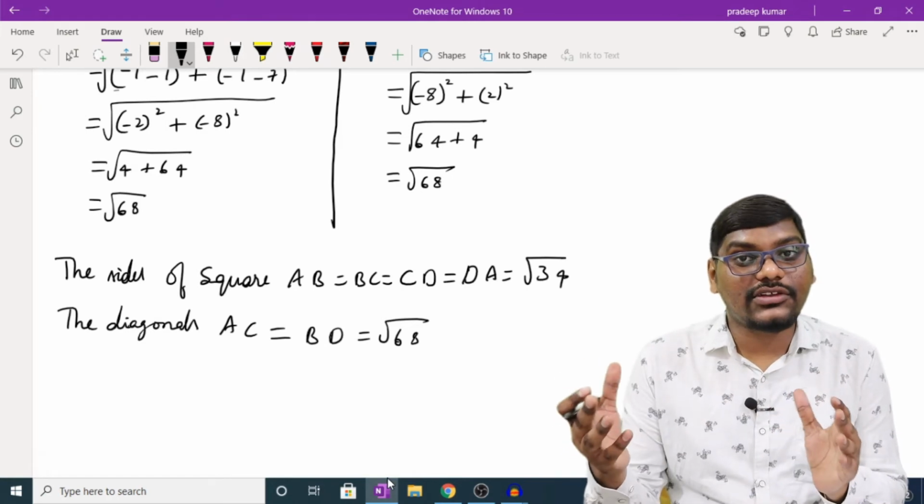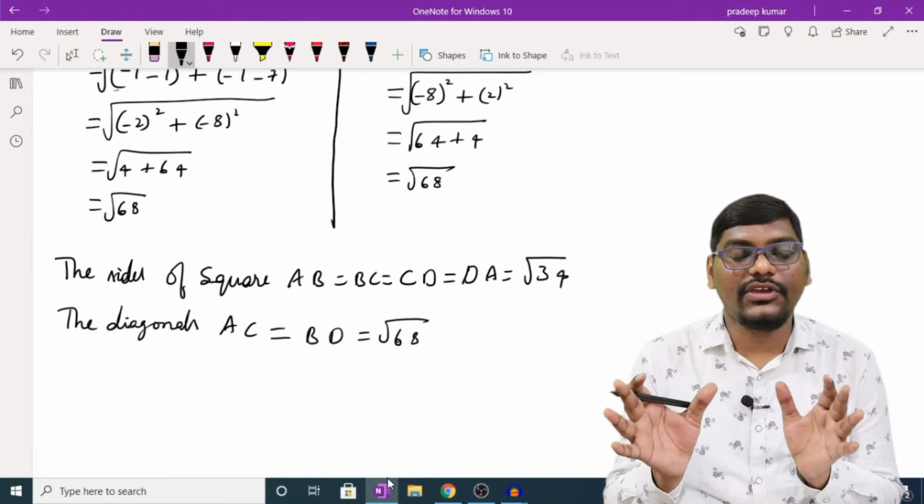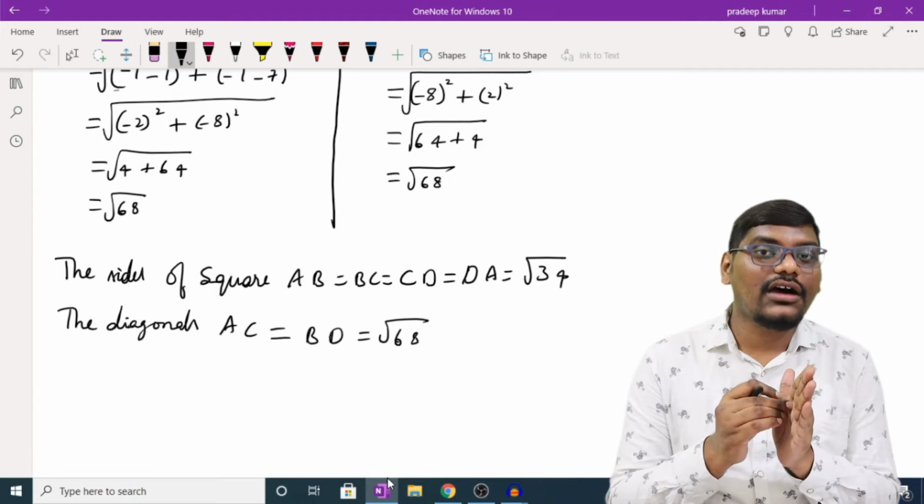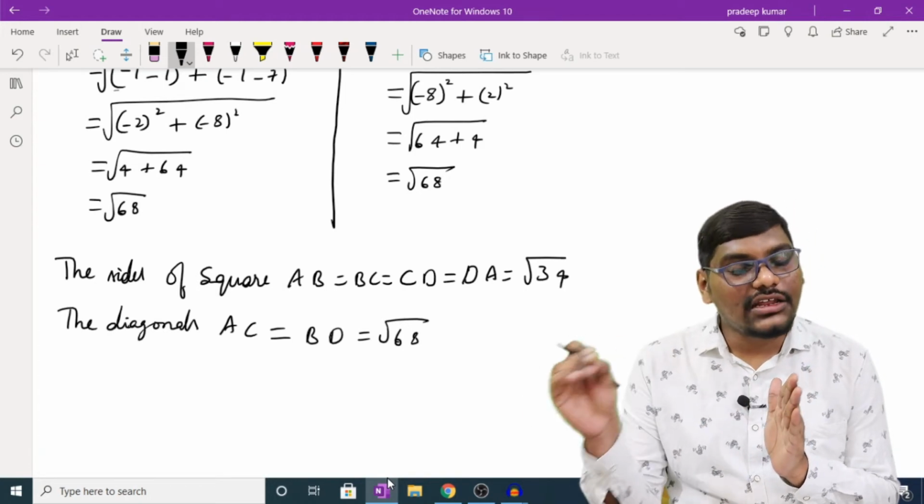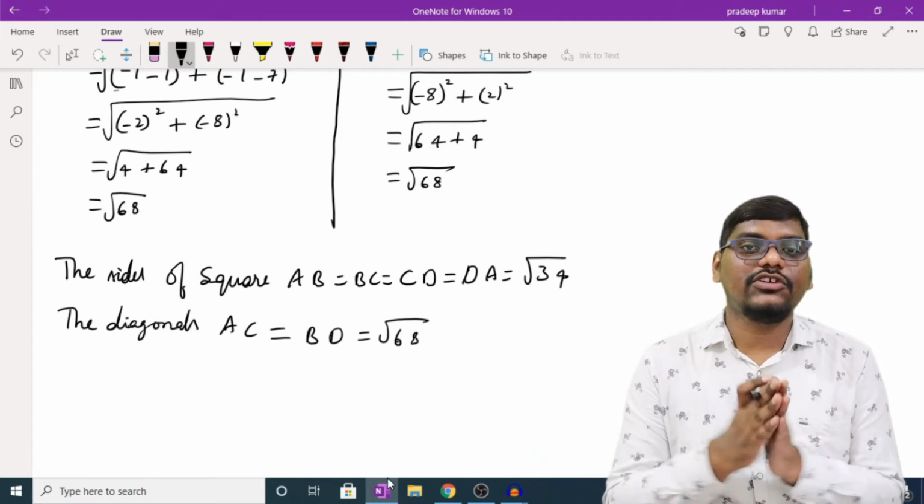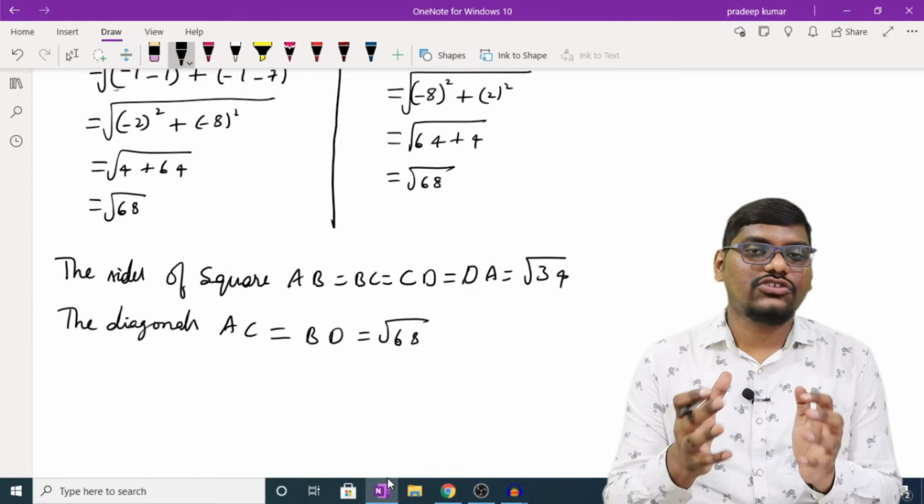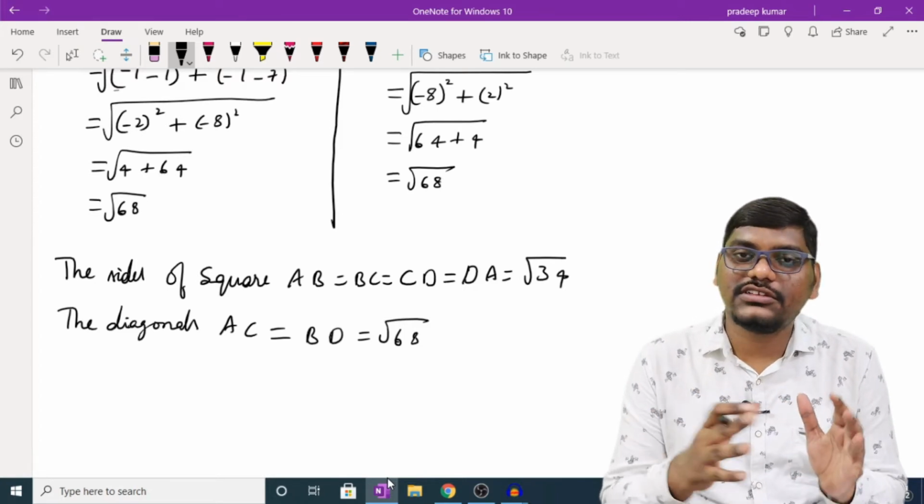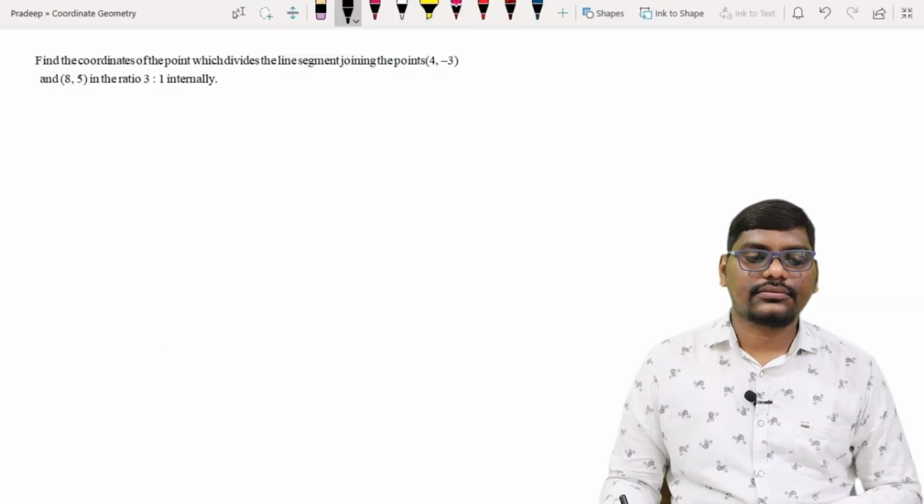And the third case is that suppose we take any kind of figure, so the distance between one corner of the figure to the other point, that distance also we find using the distance between 2 points formula, and we are trying to solve that also. So in these 3 different cases we can use the distance between 2 points formula.